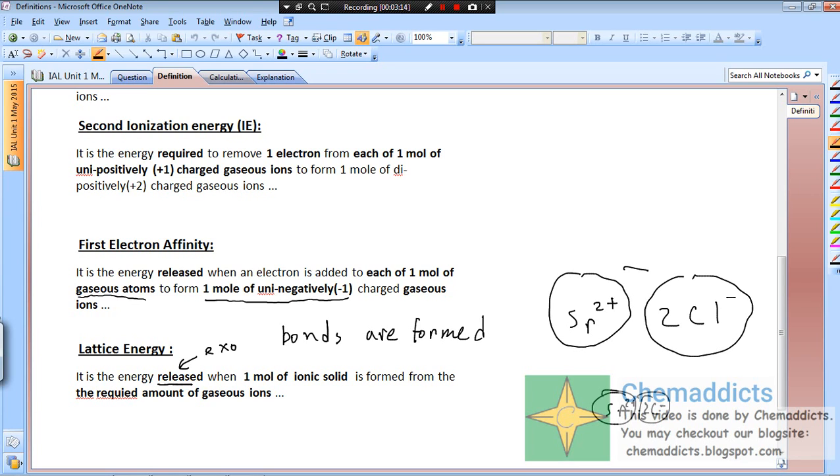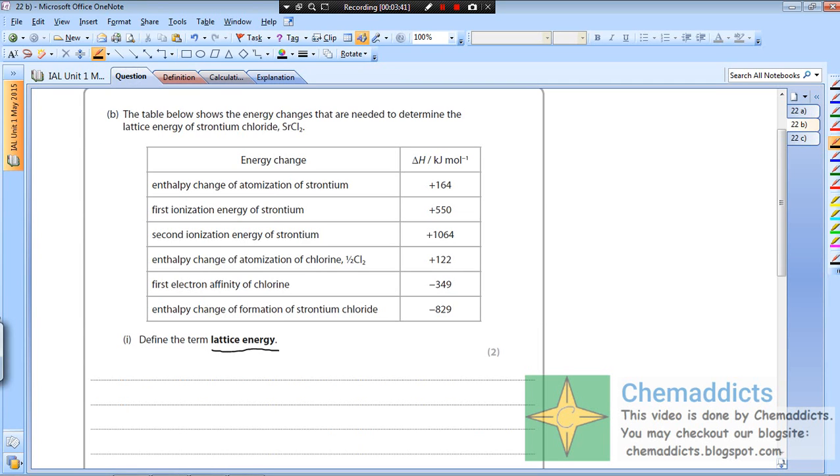So that is why this lattice energy would be exothermic. This will have a negative sign, so here the del H lat would have the negative sign. Okay, so now let us get back to the question. Now let us define this thing.